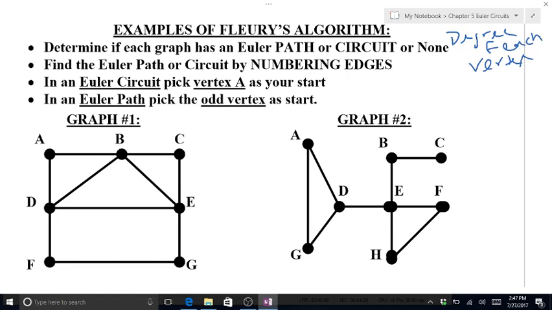Okay, so if you come over to graph 1, A has two lines coming off of it, it has a degree of 2. B has 4 edges coming off of it, it has a degree of 4. C has a degree of 2. D has a degree of 4. E has a degree of 4. F is a degree of 2. G is a degree of 2. So every one of my degrees is even, so this should tell me that I have a Euler circuit.